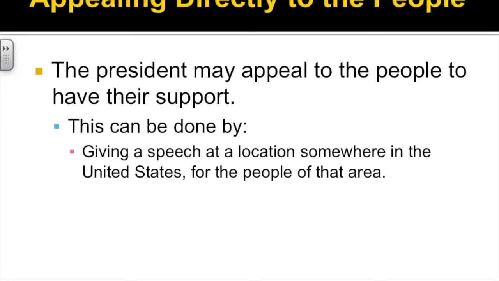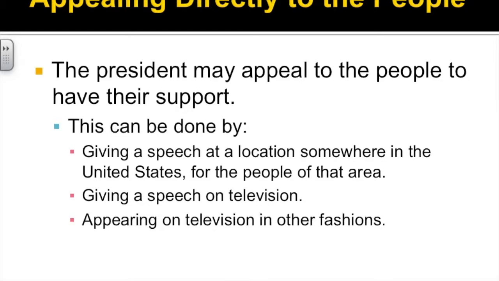He can give a speech at a location somewhere in the United States, and it can just be directly for the people of that area. He can also give a speech on television, which would address the entire nation. And lastly, he can appear on television in a lot of other different fashions, like on entertainment television shows.